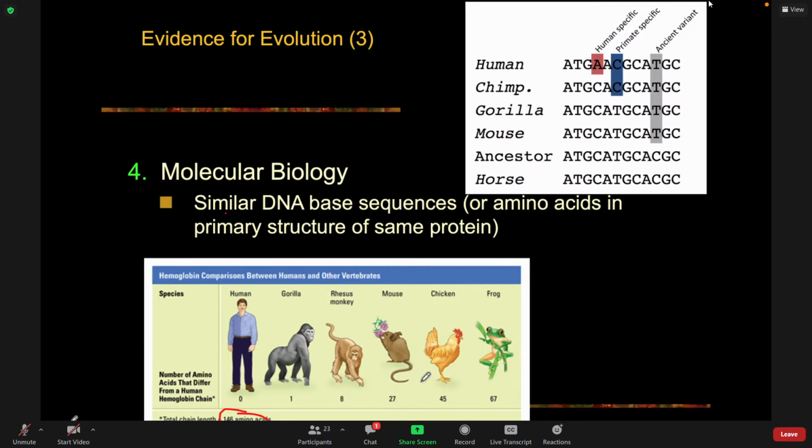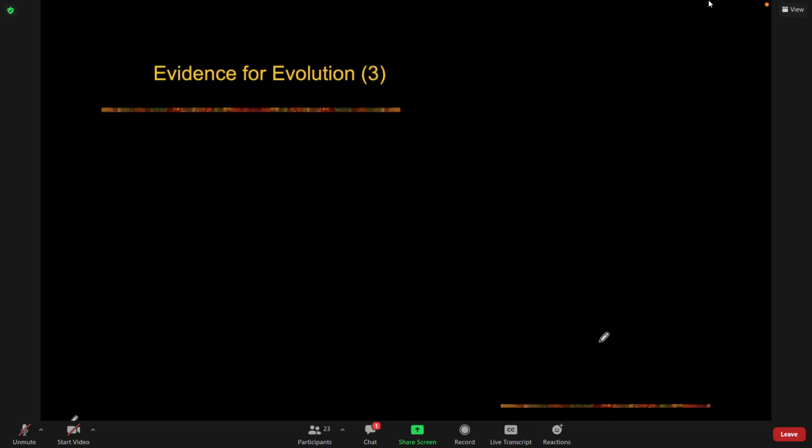And so this is good evidence of evolution as well. And it's one of the most powerful areas that we have for evidence of evolution. Okay.